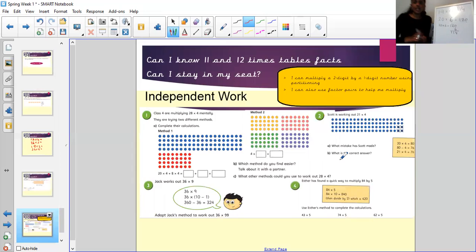Okay, in today's independent work, here are your 4 challenges. So you've got 1, 2, 3, 4 challenges for you to complete. Remember, you can pause the video and you can have a go at trying these out yourself. I hope the method I've showed you has helped you. If you do have any other methods which you'd like to try, do try those out as well, but remember to show your working out.